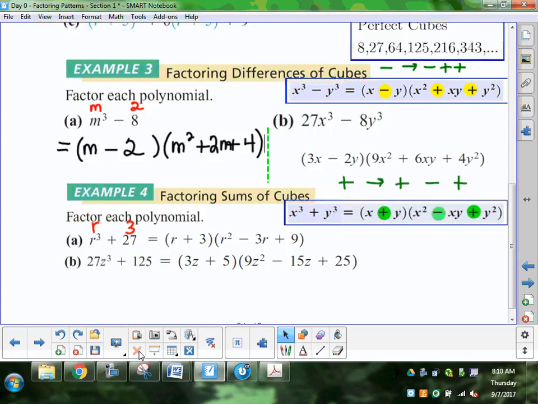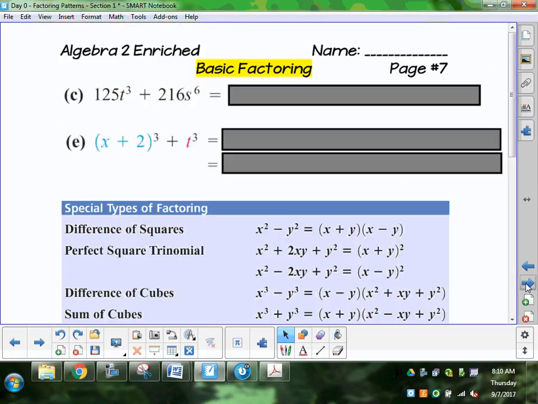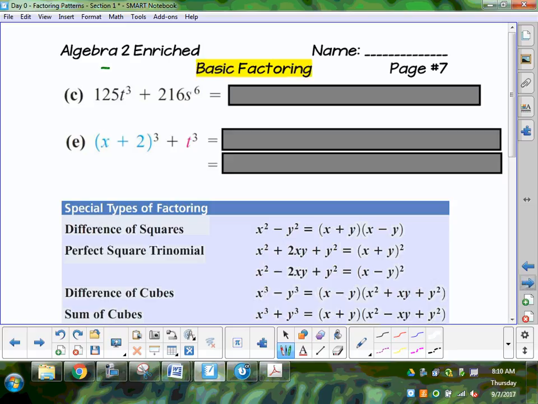Now, we get to something like, well, this next question is going to be a sum or difference of cubes as well. What is the cube root of the left side in C going to be? Hands up when you can tell me that. The cube root of it, sorry. 5t on that side.